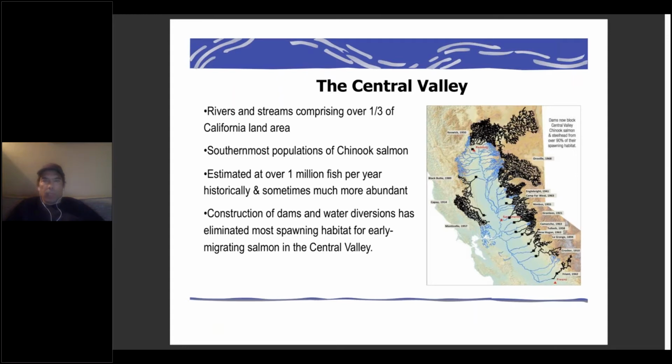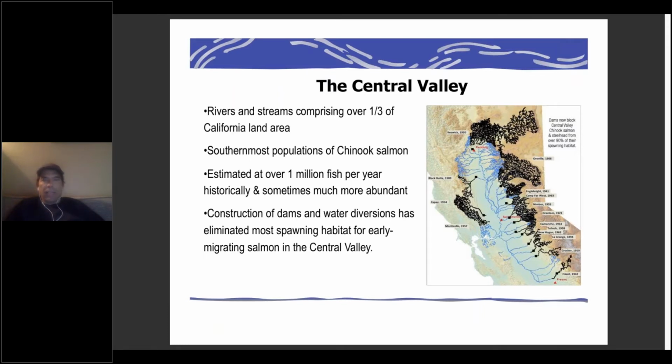But just to keep this in context, the Central Valley and the Sacramento-San Joaquin River system comprises just about a third of the land area of California. So it's the major geographic feature of our state. And it also is notable because it contains the southernmost populations of Chinook salmon, at least in their native habitat, as well as the most diversity in ecotypic identity, and particularly that related to migration timing. As you all know, historically there were a very large number of fish. Historical estimates are hard to come by, or accurate ones, but there were undoubtedly more than 1 million fish in some years.